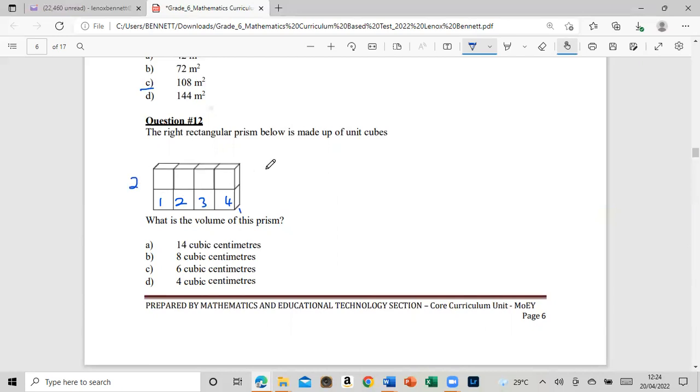So we know that volume is area of base times height. All right, so the area for the base would be length is 4 and the width is 1. All right, so that's 4, and then we multiply it by the height, which is 2. So 4 twos would be 8.